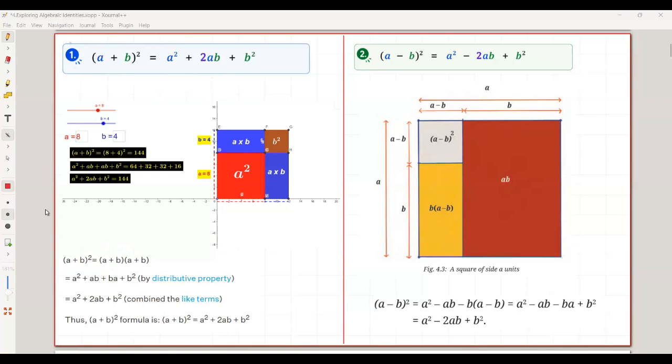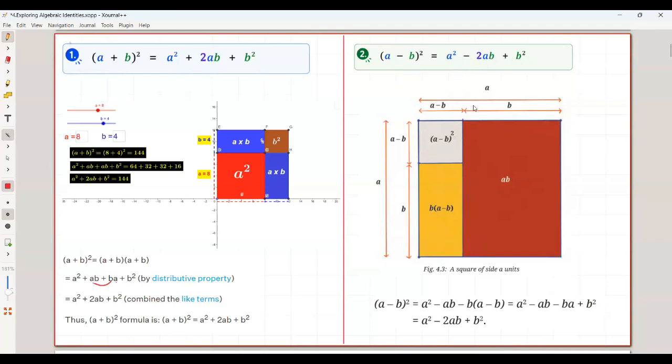A plus B means use the distributive property. A into A is A square, A into B is AB, plus B into A is AB again, plus B into B is B square. So we are just getting AB, AB. So 2 times we are getting AB, so it will become 2AB plus B square. So A square plus 2AB plus B square. That is the formula for A plus B the whole square. Now the same concept, A minus B the whole square means A square minus 2AB plus B square.